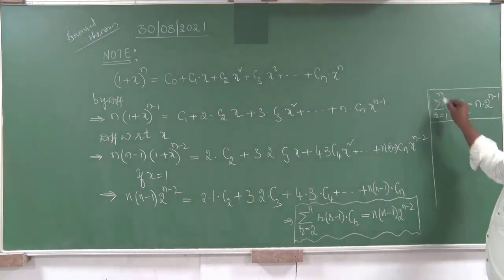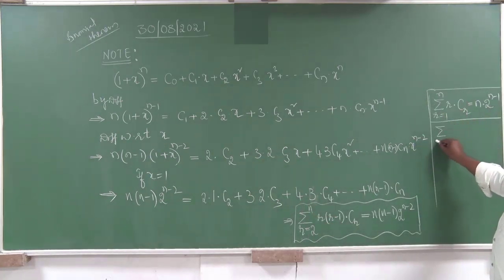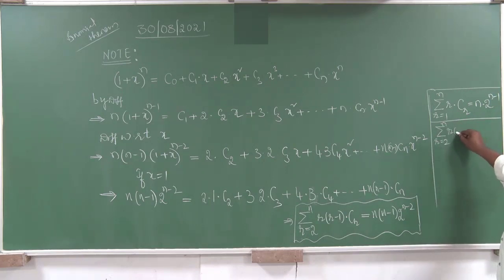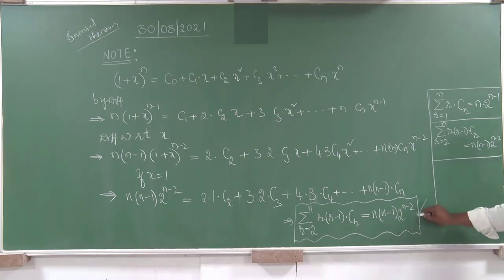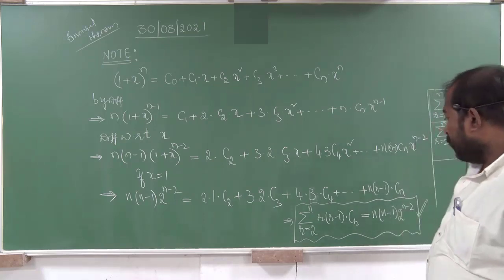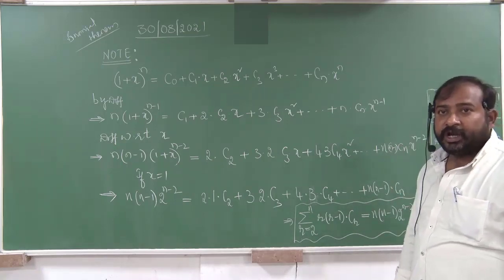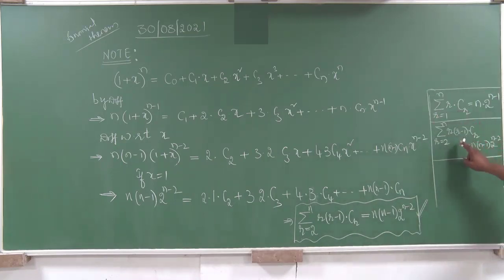So this is the first one. The second one is sigma r = 2 to n of r(r-1) Cr, and the result we got is n(n-1) 2^(n-2). This is the second important point, which is related to the binomial coefficients. I hope you can understand these 2 points.